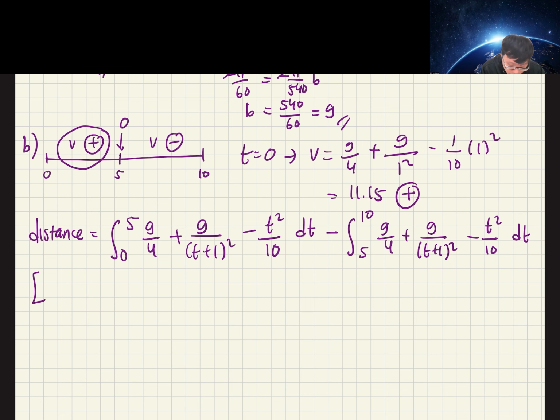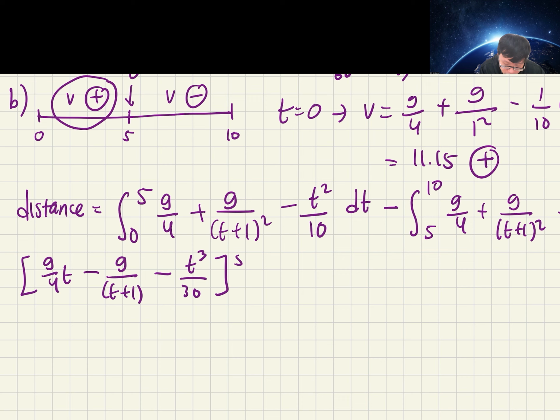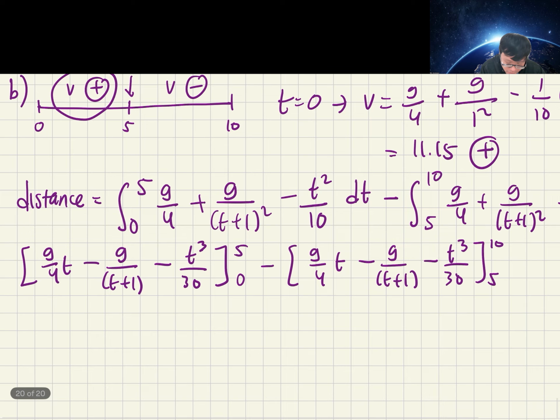Okay, so we integrate. You will get 9 over 4 t, and then this one you integrate, you will get minus 1 plus 1, so you will get minus 9 over (t plus 1), and then this one you will get t cubed over 30, integrated from 0 to 5, minus the same integral result, but the boundary is from 5 to 10. Okay, so we plug in 5 and 0.